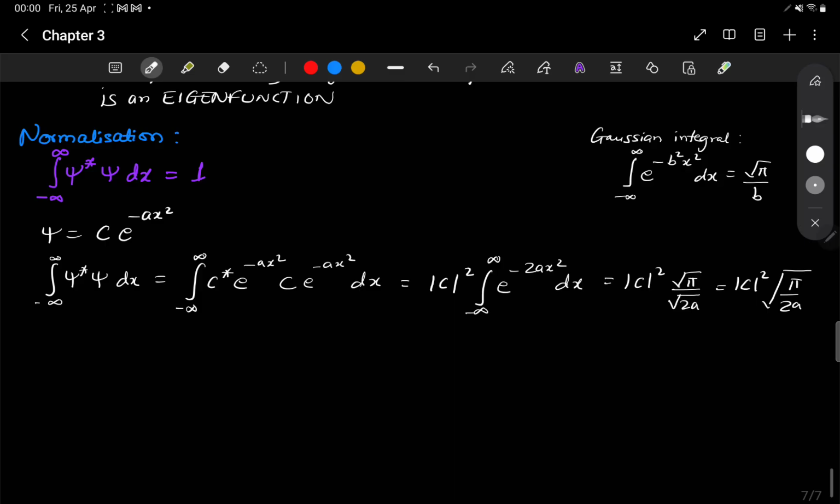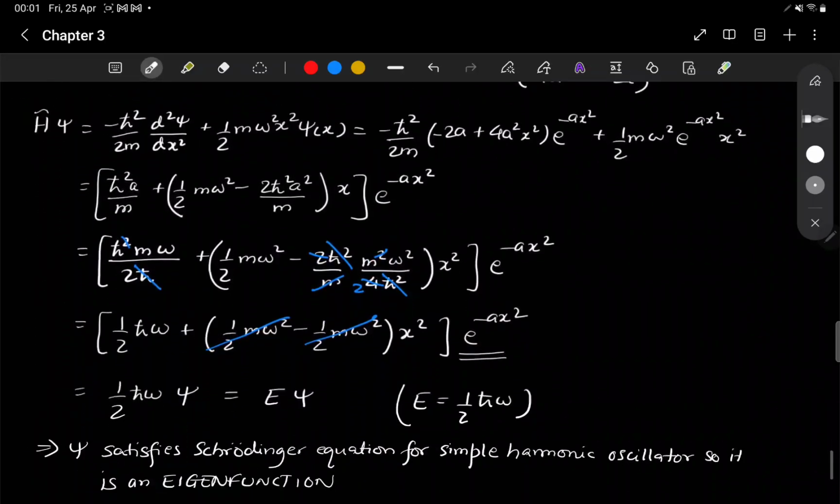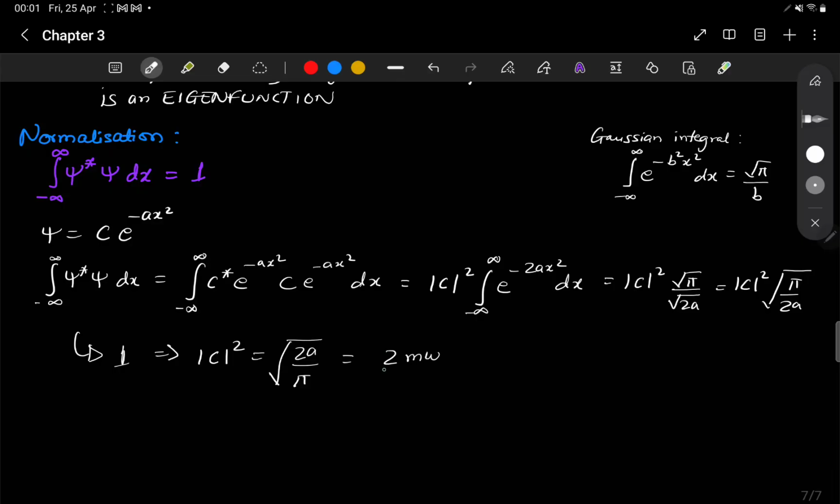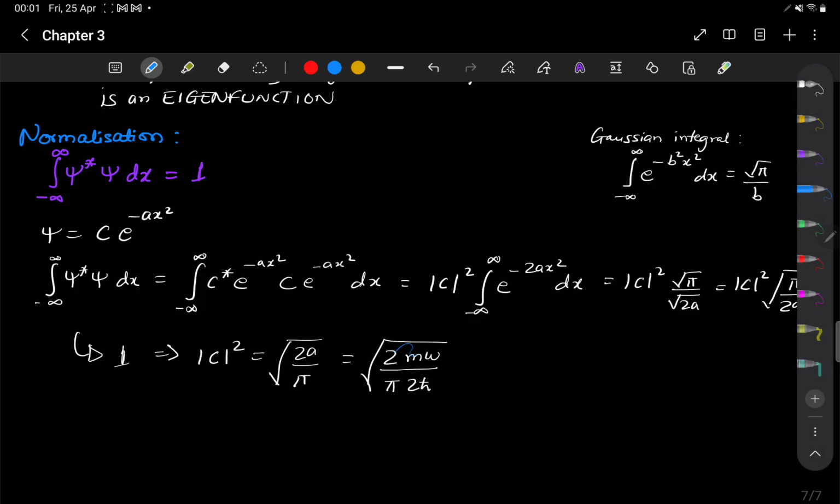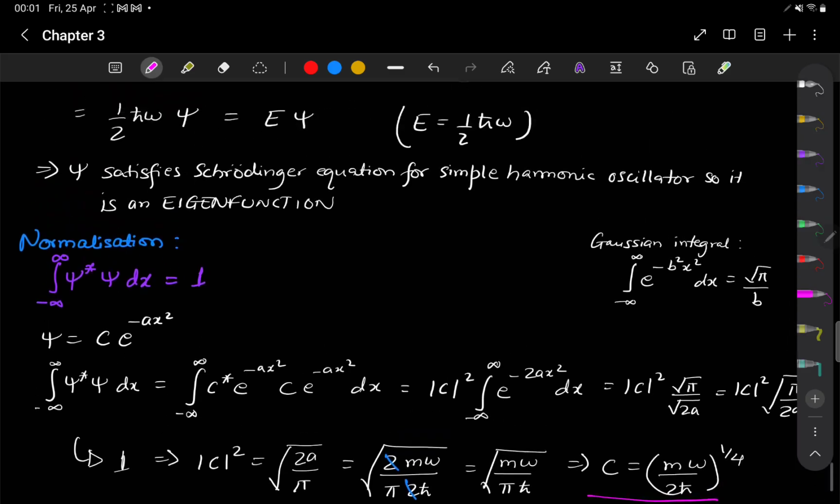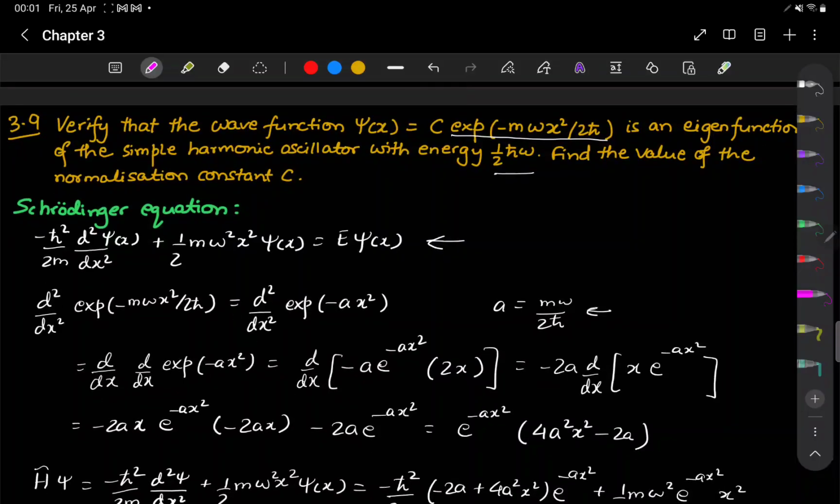This is the integral. Now for this to be equal to 1, we get mod c squared equals 2a over pi, and let us now put in the expression for a. a is m omega over 2 h cross, and then this 2 cancels out. So our normalization constant is m omega over pi h cross raised to the power 1 over 4. This is the normalization constant for the wave function for a simple harmonic oscillator.